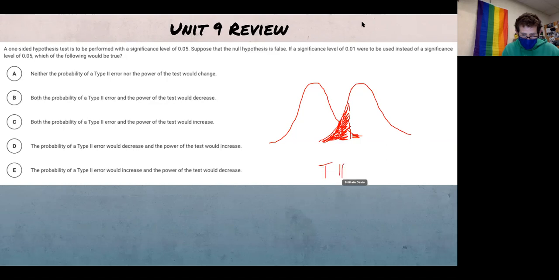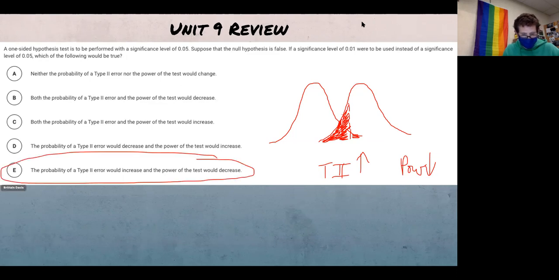So I'll put the type 2 right here. Probability went up. And when that goes up, your power goes down. So the answer is E. So your power went from, I'm changing colors so you can see. It went from this right here to this right here. Okay. Any questions on that?